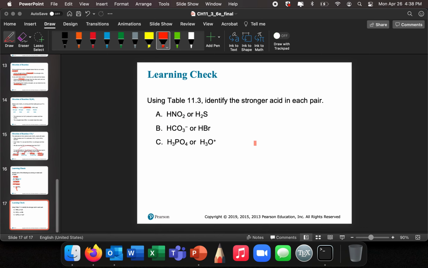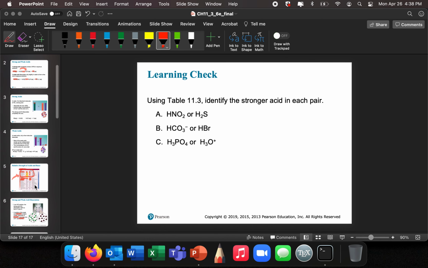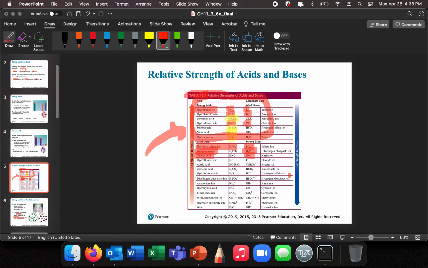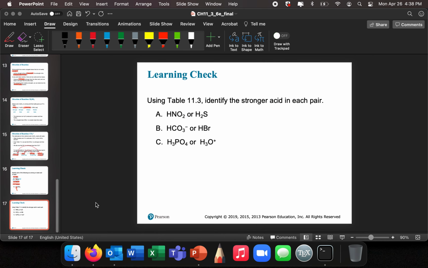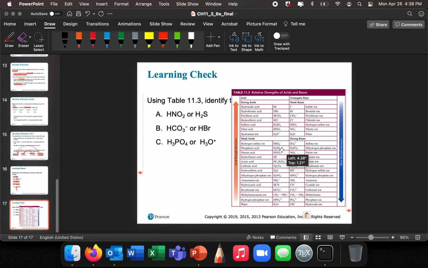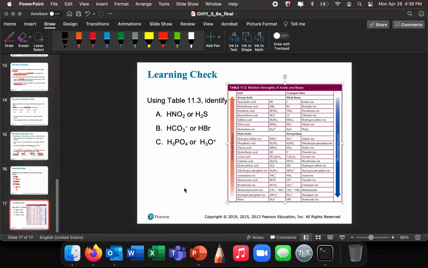Okay, pause the video and tell me which of these is the stronger acid in each pair. And you're going to want to use this table up here. As a matter of fact, I'm going to copy this table and put it down there. Which of these is the stronger acid in each pair? Pause the video and come back and look at your answers with mine.